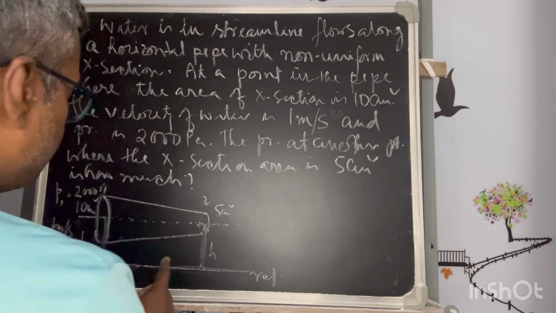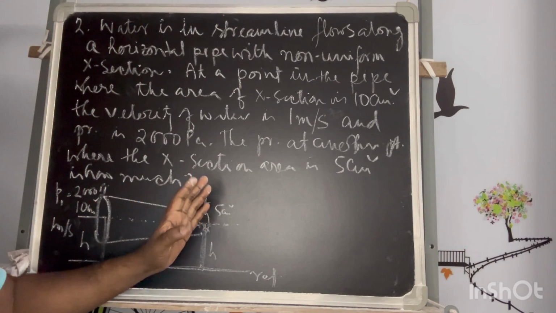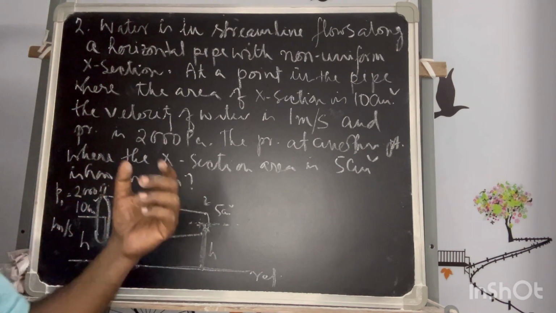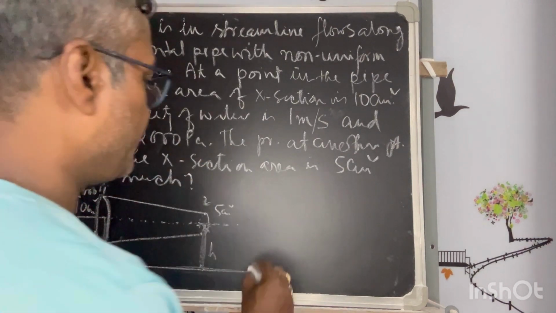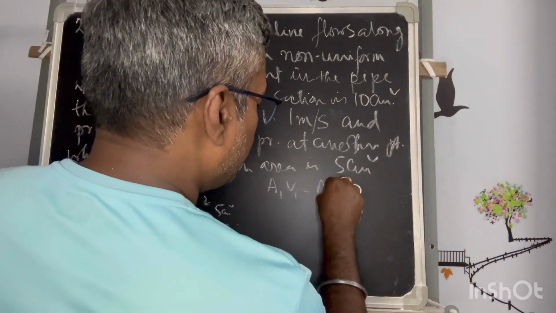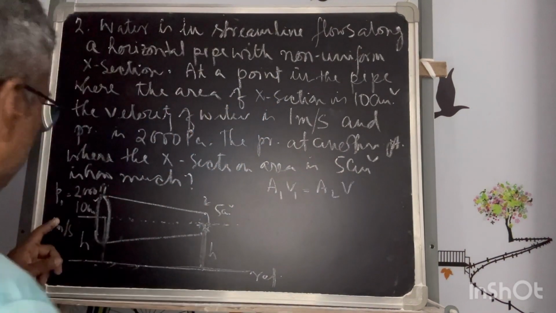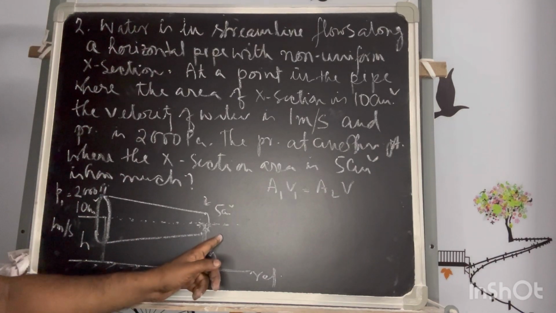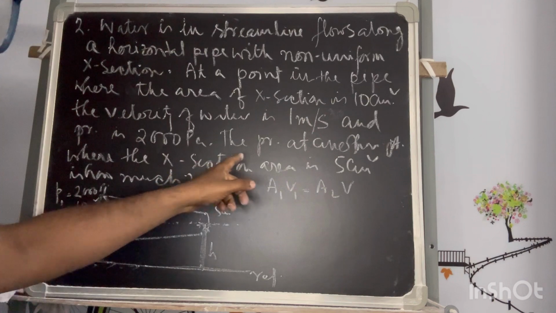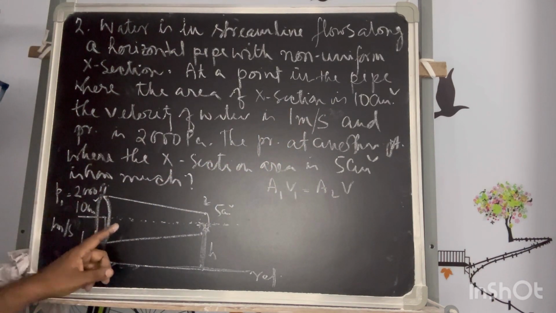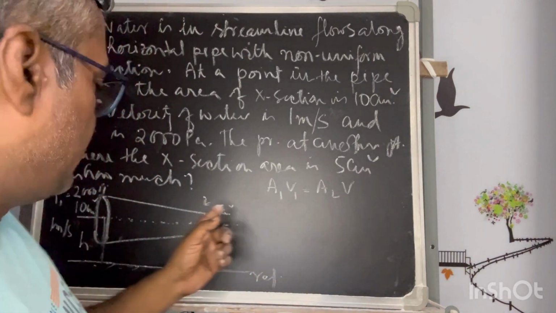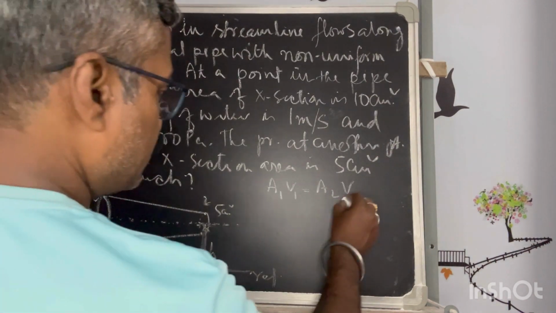So the first thing, for any ideal fluid flowing in steady state flow, the first equation is the equation of continuity: A1 v1 is equal to A2 v2. Why am I doing that? Because velocity is given here, velocity is not given there. To get the pressure from the equation of conservation of energy, we need the velocity. Velocity can be achieved from this.